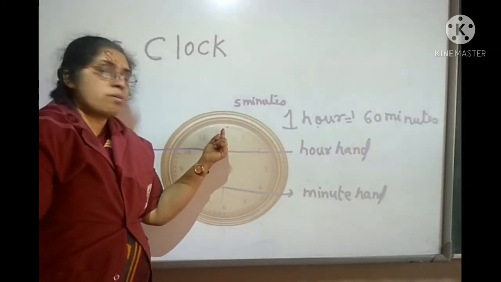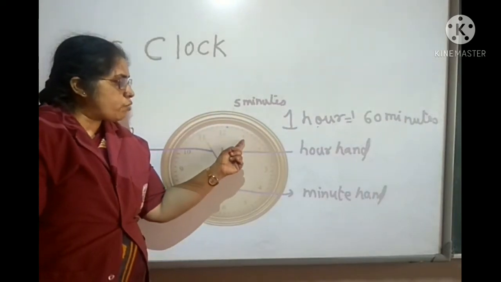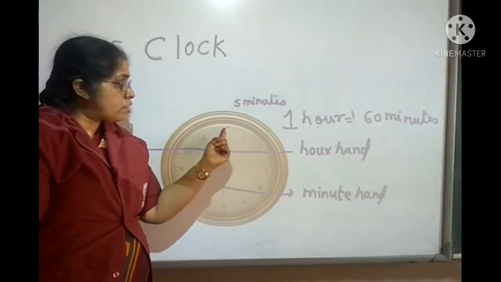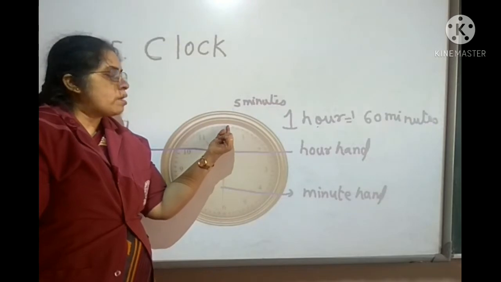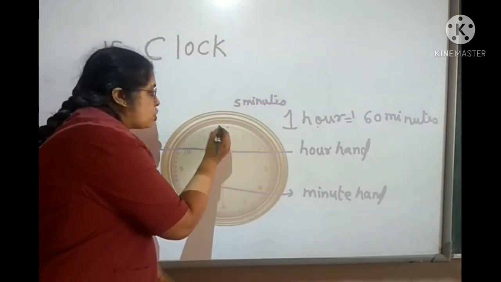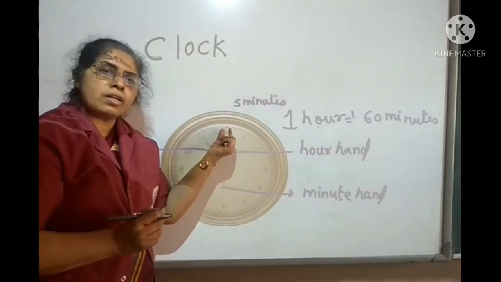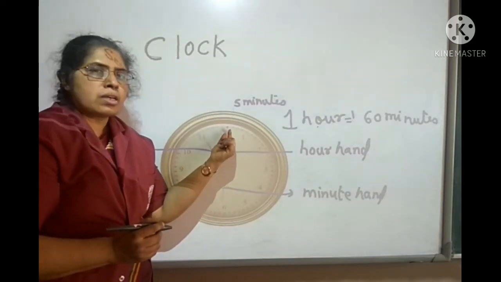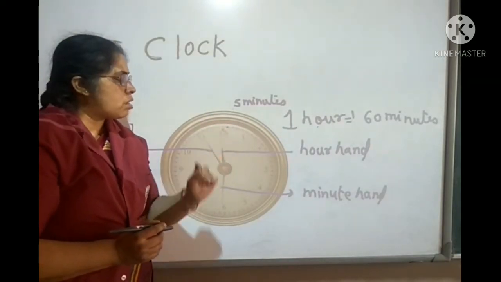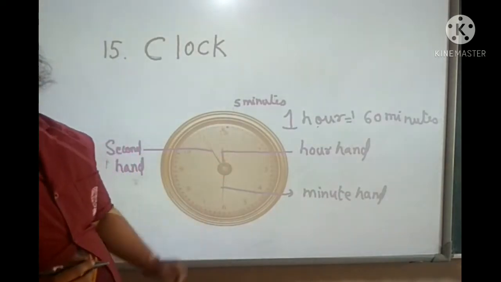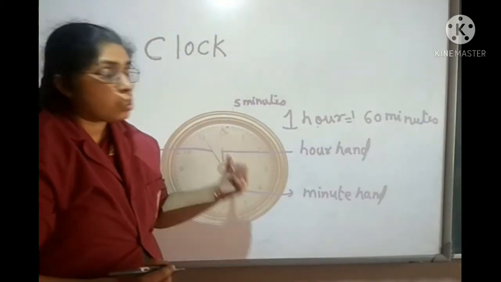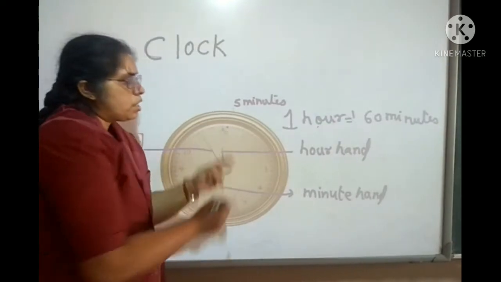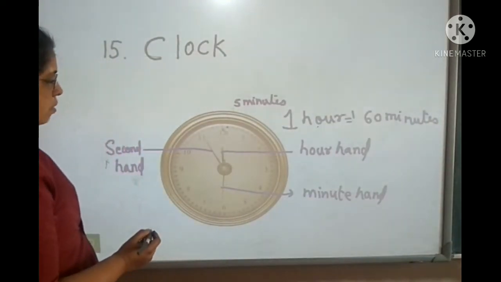Now, between 12 and 1 there are 5 minutes, and between 12 and this small line, these are the seconds. And 1 minute is equal to 60 seconds.